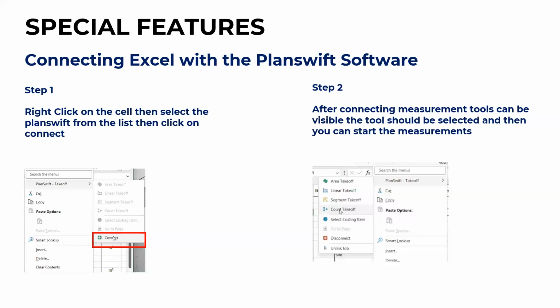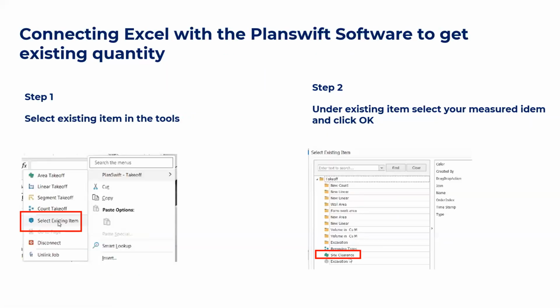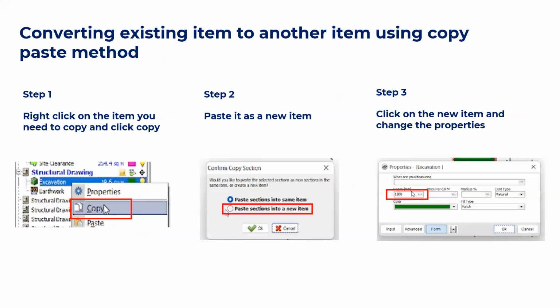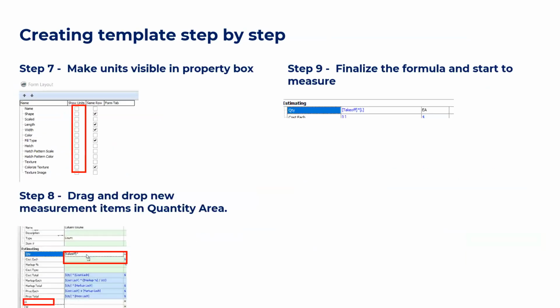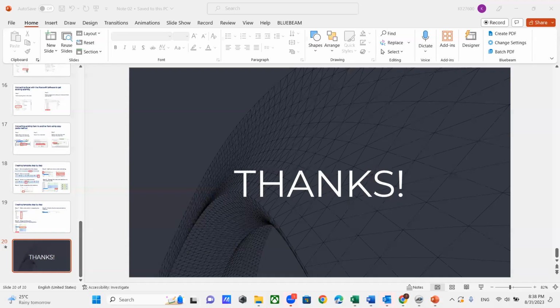Then the special features: how to connect Excel with the PlanShift software. I have explained this step by step in this note. No need to worry about anything. You can go through this note and revise your memory very easily. Then how to convert an existing item to another item using copy and paste method, step by step with this comprehensive note. How to create a template, no need to worry about anything. Everything is explained in this note.